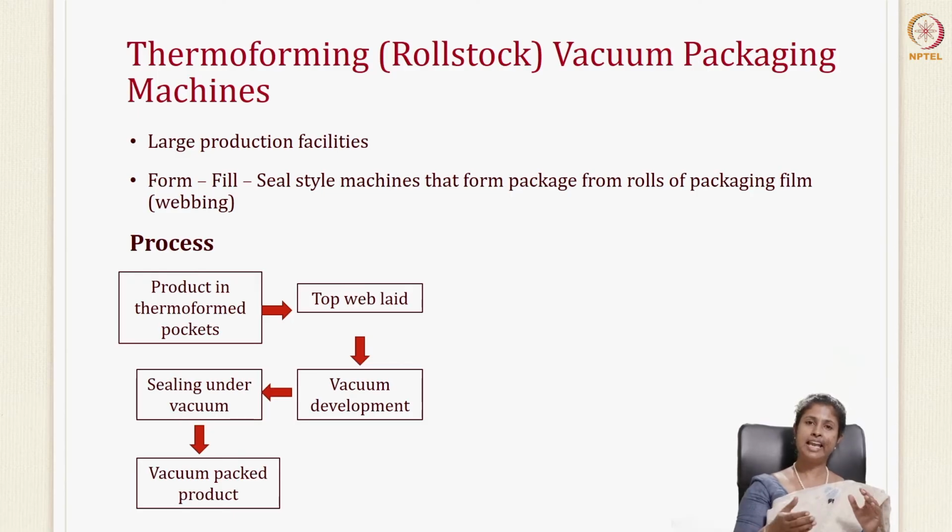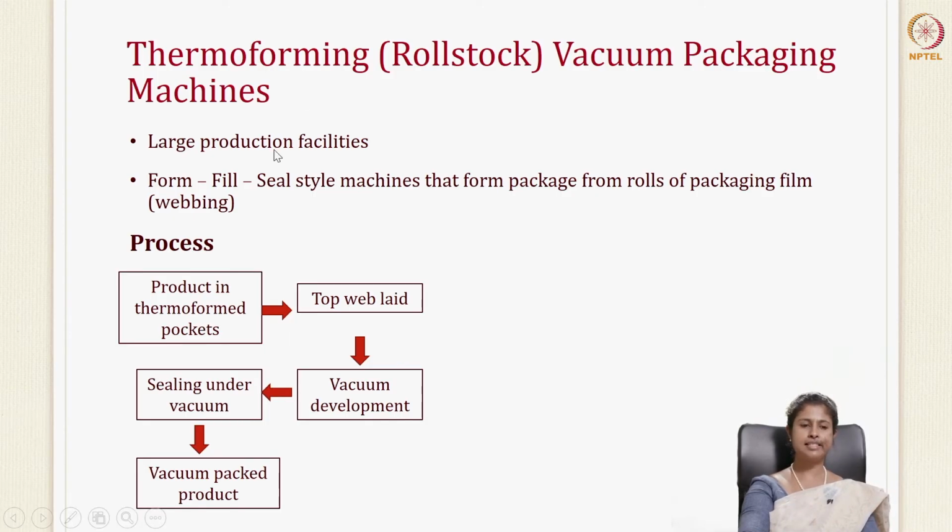But here, instead of using a continuous flexible web, your bottom portion will be a thermoform tray and your top portion will be a flexible film. So it's a form, fill and seal style. You form the packaging material, you form the thermoform tray, you fill the product inside the thermoform tray, loosely cover it with your top flexible film, vacuum pack it and seal it immediately.